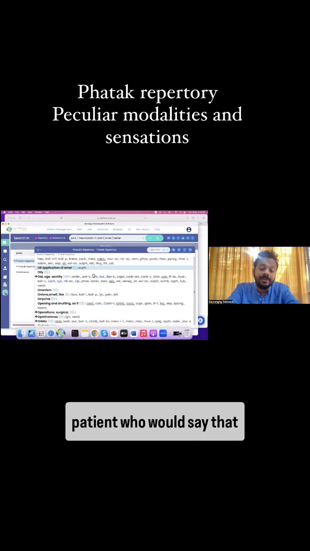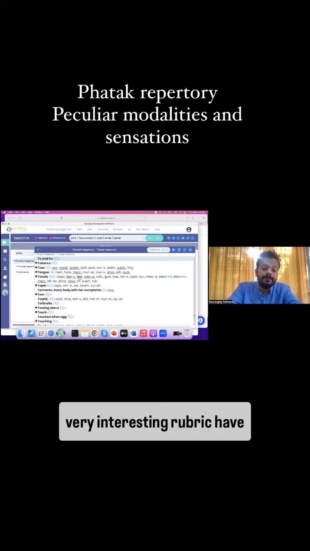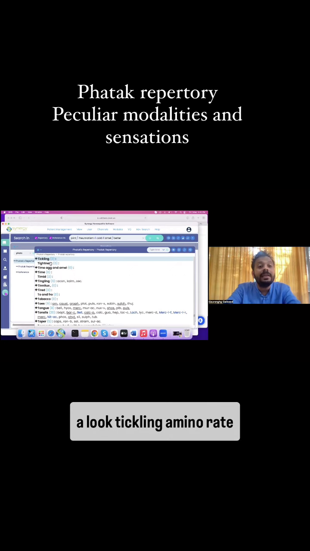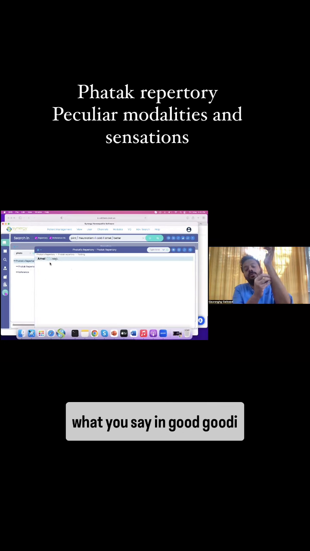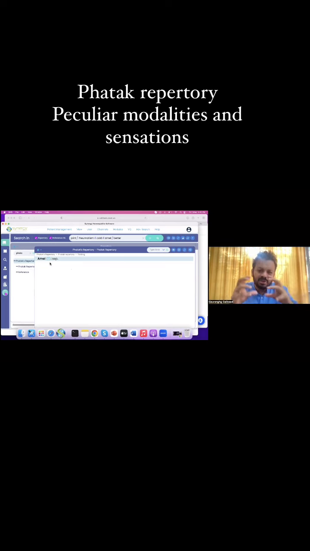There was one patient who would say that tickling ameliorates. Very interesting rubric. Have a look: tickling ameliorates. What you say in Hindi, gudgudi. There is Sepia. So there are very, very strange, peculiar rubrics in this repertory. This is a repertory for finding the exact peculiar symptoms, to catch that.